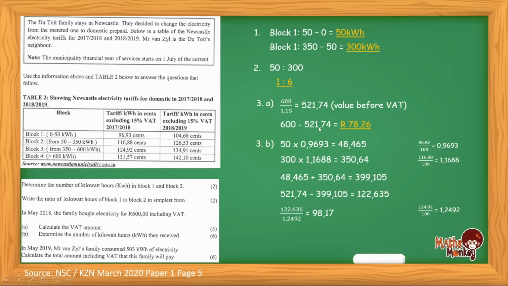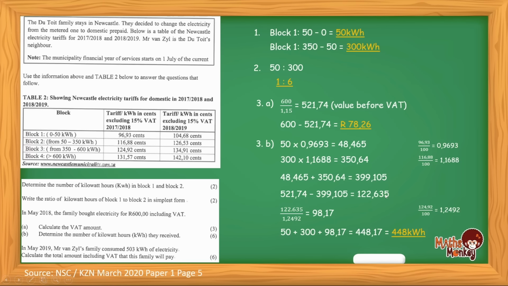Those three values together give me a total for the 521.74. So now I'm able to calculate how many units that is. It's the 50 in the first block, the 300 in the second block, and the 98.17 in the third block, to give us a total of 448.17 kilowatt hours, which rounded off is 448 kilowatt hours. So that is how we work backward. That is how we have calculated exactly how many units 600 Rand has bought me.